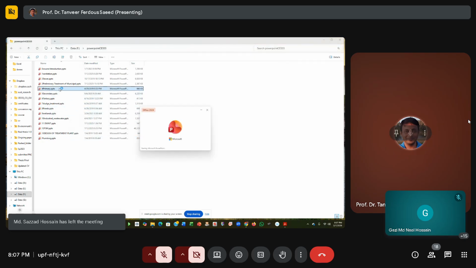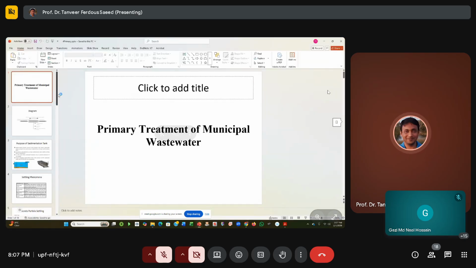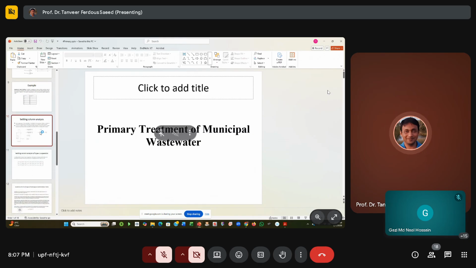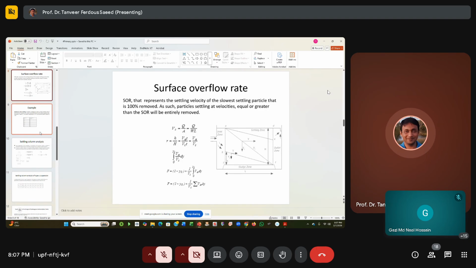We were on primary treatment, and I think in our last class maybe we covered the SOR and this equation, isn't it? Yes, sir. So we covered SOR and only this equation. Am I correct? Yes, sir. Okay, so we start from here. Let's start.